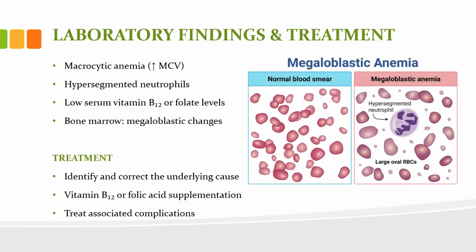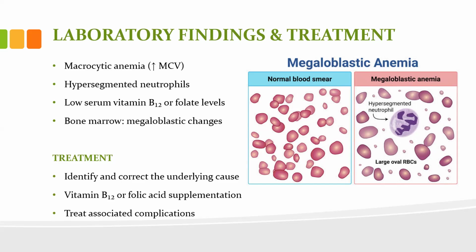Laboratory findings and treatment. So when we go for a CBC in the patients who are presenting with anemia, we can see that there is increased MCV, which is suggestive of the macrocytic anemia. Then on the peripheral blood smear, we can see hypersegmented neutrophils. We can also go for the serum vitamin B12 or folate levels, which would be low, and bone marrow would also show the megaloblastic changes.